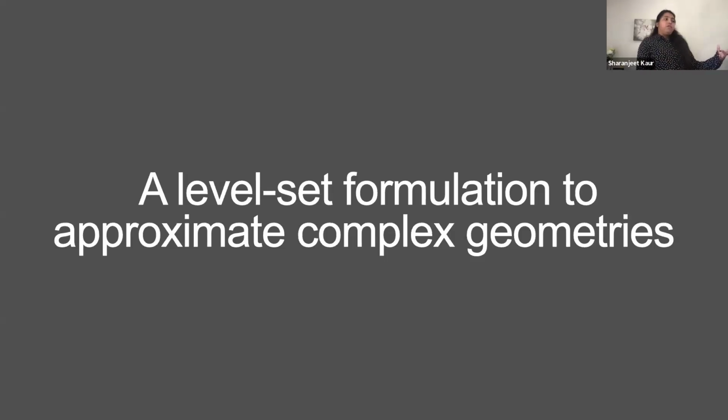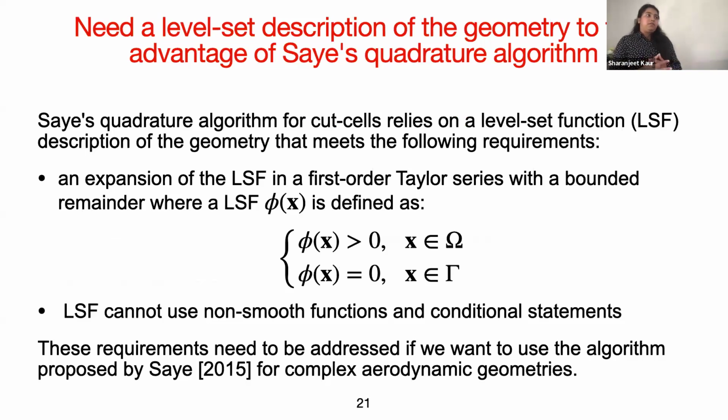Okay. Now I will move to the level set function, which was a requirement if we want to use the high order quadrature algorithm. Before, we could use the Saye high order quadrature algorithm, and I started with the 2015 version because that was available at that time. It requires a level set function, or a description of the geometry. What is a level set function? If you want to know if a point lies inside, outside, or on the boundary of the geometry, then we can use a level set function. So phi of x equal to 0, the zero level set, describes the boundary of the geometry.